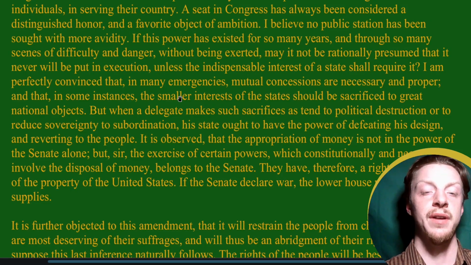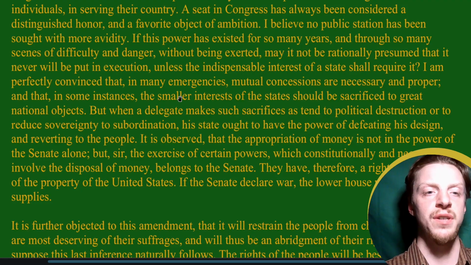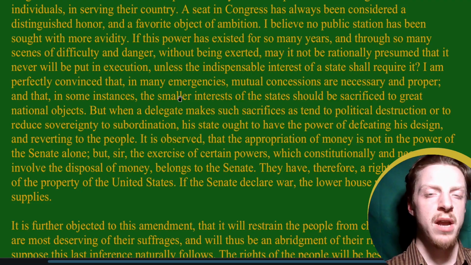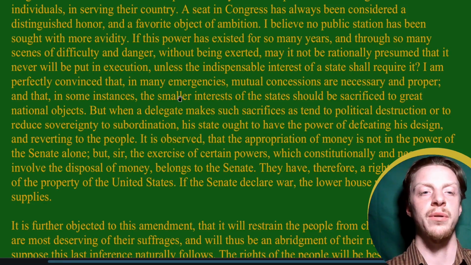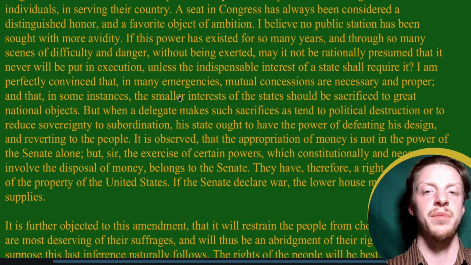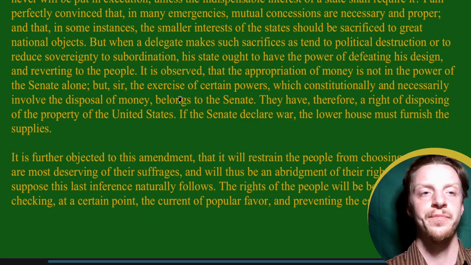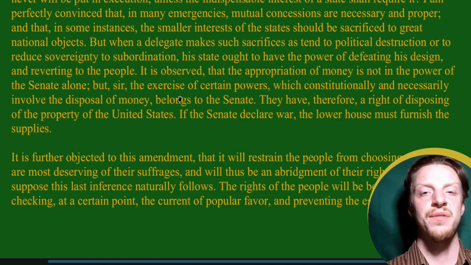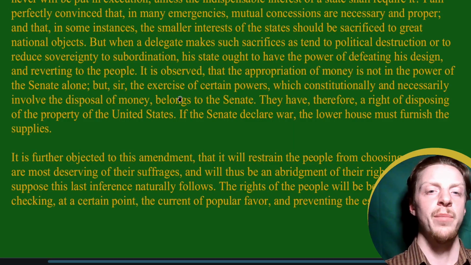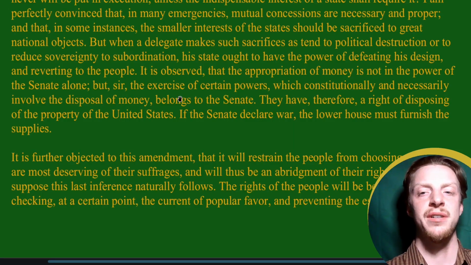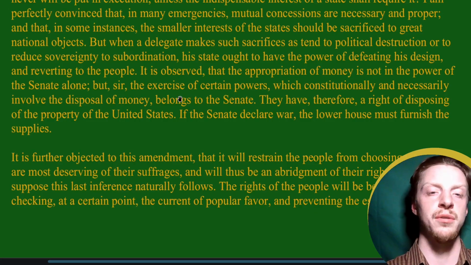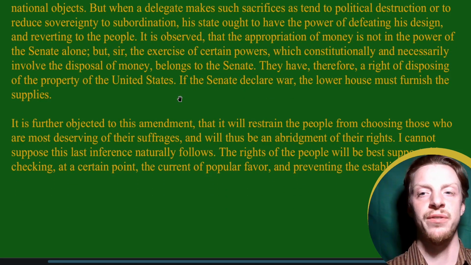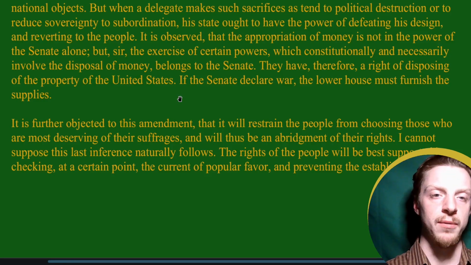If this power has existed for so many years, and through so many scenes of difficulty and danger without being exerted, may it not be rationally presumed that it will never be put in execution unless the indispensable interest of a state shall require it? I am perfectly convinced that in many emergencies, mutual concessions are necessary and proper, and that in some instances, the smaller interests of the states should be sacrificed to great national objects. But when a delegate makes such sacrifices as tend to political destruction or to reduce sovereignty to subordination, his state ought to have the power of defeating his design and reverting to the people.